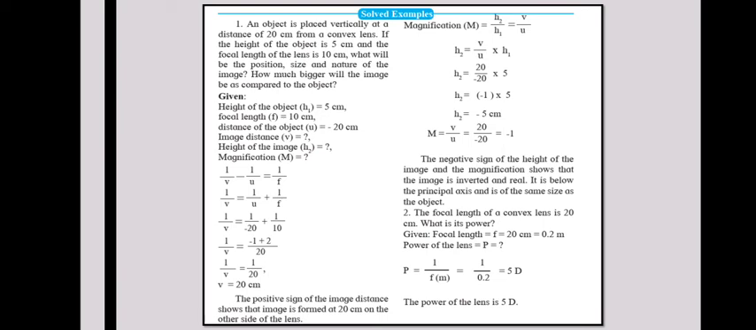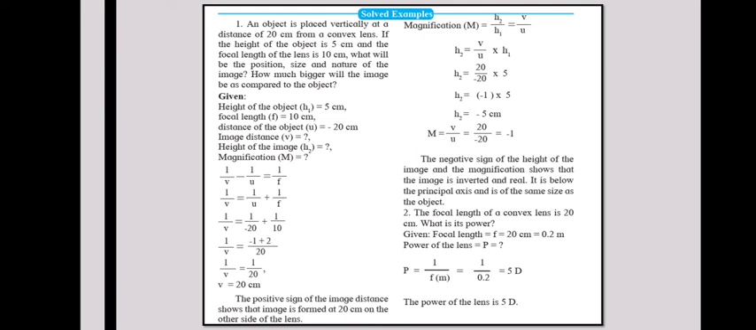Followed, second. Second is how much bigger will be the image as compared to the object. The magnification is minus 1, so the image is the same size. Let's see the second one. So this first question is solved completely, right?